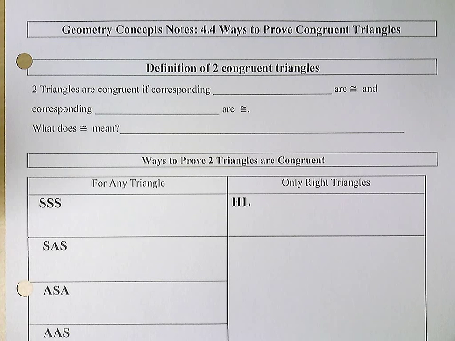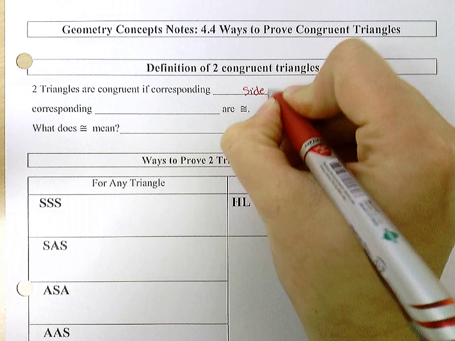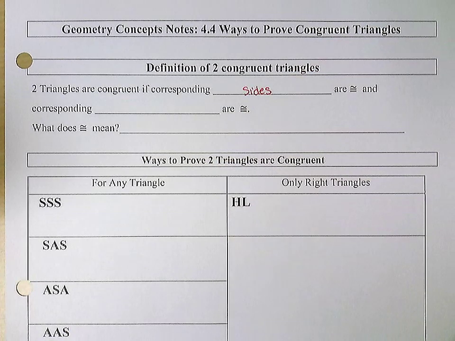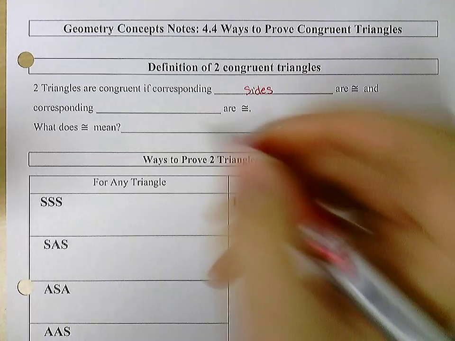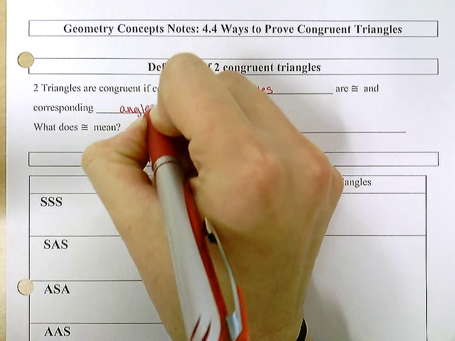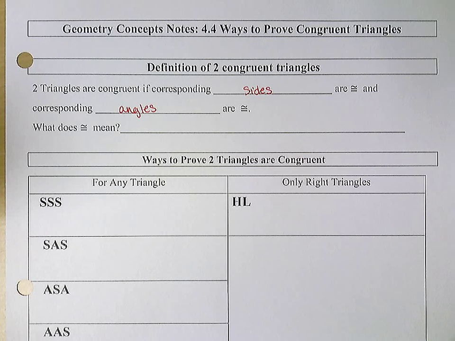So we are going to look at different ways to prove triangles congruent. So, definition of two congruent triangles. It states two triangles are congruent if corresponding sides are congruent and corresponding angles are congruent. So your sides have to be congruent between your two triangles, and your angles have to be congruent between your two triangles.